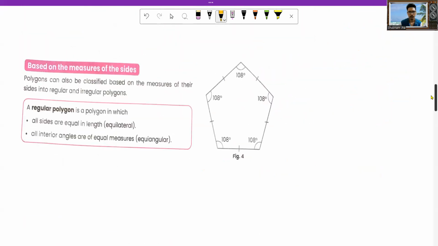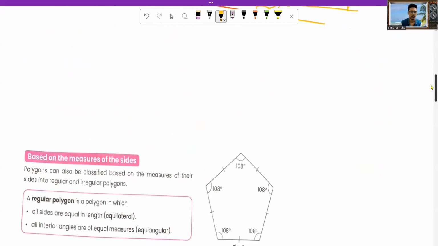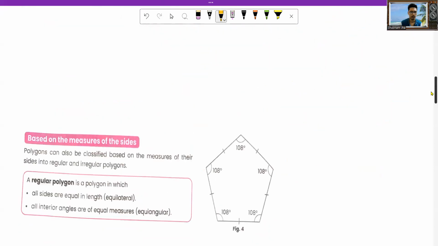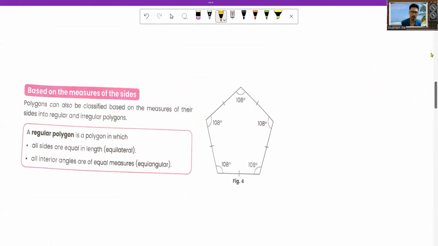So we have gone through the concept of a polygon. Let's understand the types of polygon. There are two types of polygon. The first is the regular polygon. What is a regular polygon? There are two criteria for a polygon to be regular. The first is that all the sides of a polygon should be equilateral, meaning every side should be of equal length.